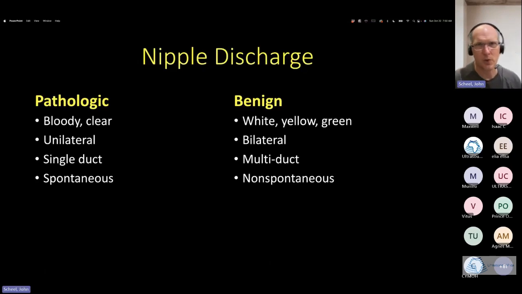So now moving on to nipple discharge. There's pathologic nipple discharge, and there's benign nipple discharge. Pathologic nipple discharge is bloody or clear, unilateral, single duct, and spontaneous, which means it happens without any pressure on the breast, it just comes out. Benign nipple discharge is white, yellow, or green. It's usually bilateral, multiduct, and non-spontaneous. So it's something that you press on the breast and it comes out.